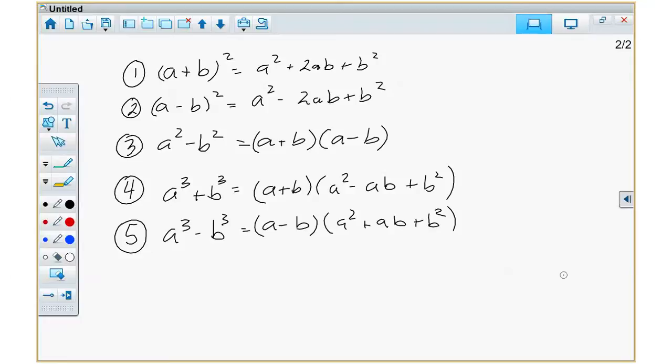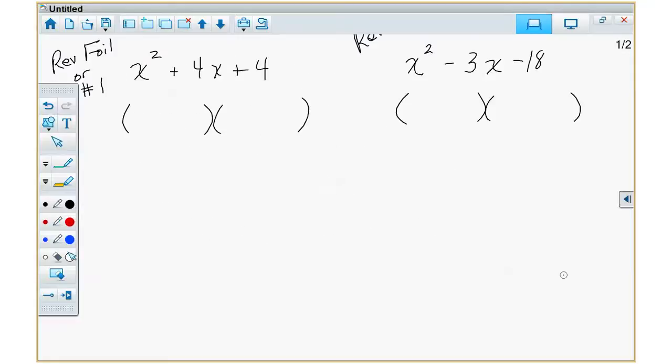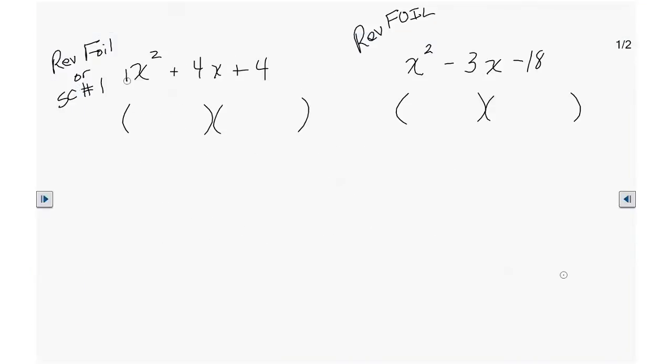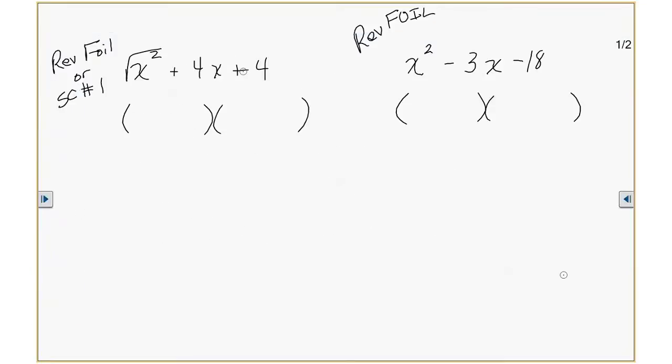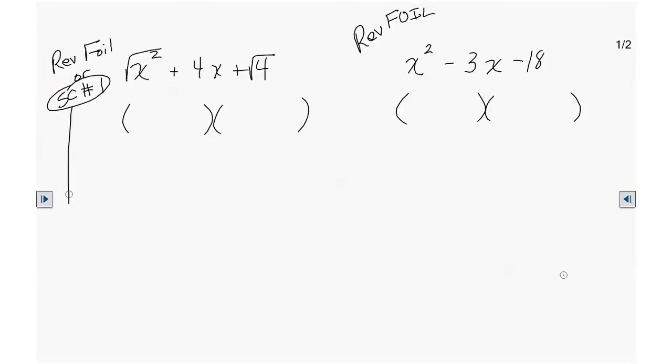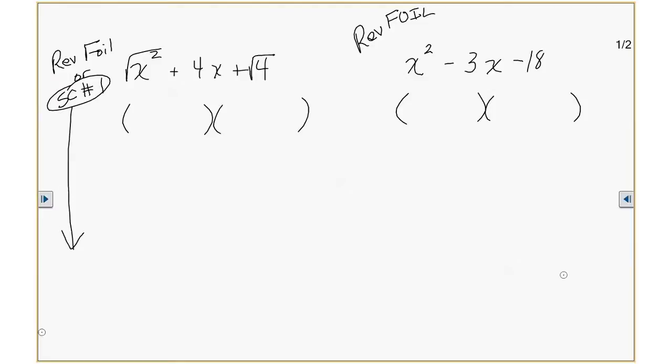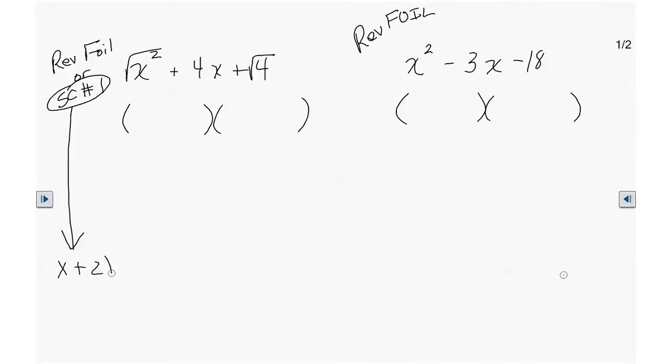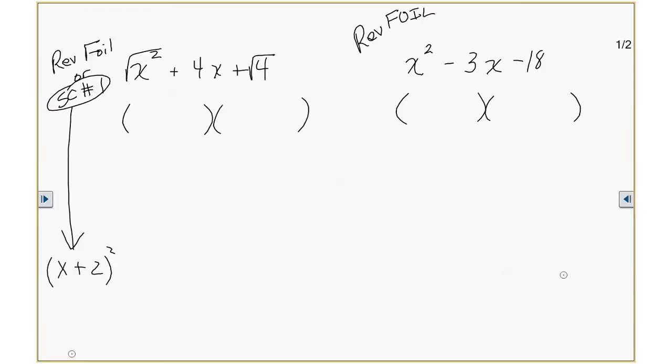Got it? Okay. So, you see that this is a perfect square, and you see that this is a perfect square. Plus and plus gives you shortcut number 1. So you could go with shortcut number 1, and say, okay, the square root of x squared is x, and the square root of 4 is 2, so that is your shortcut. So that's one way to do it.